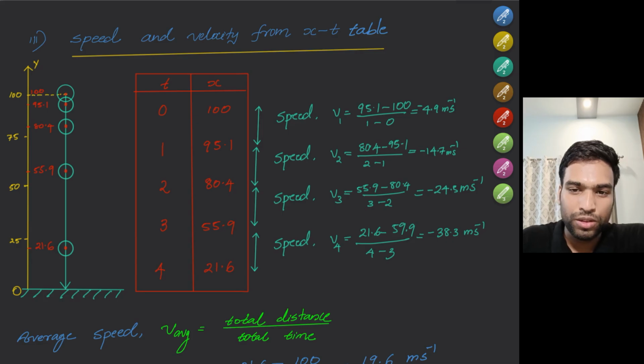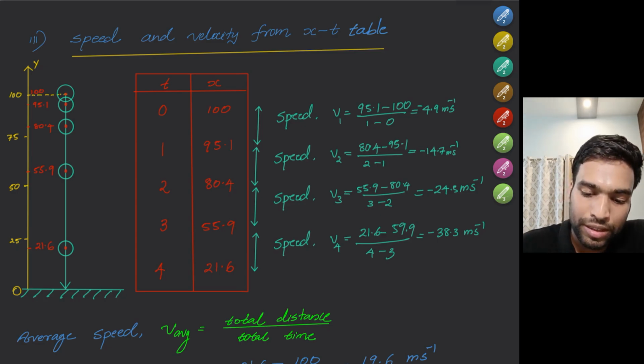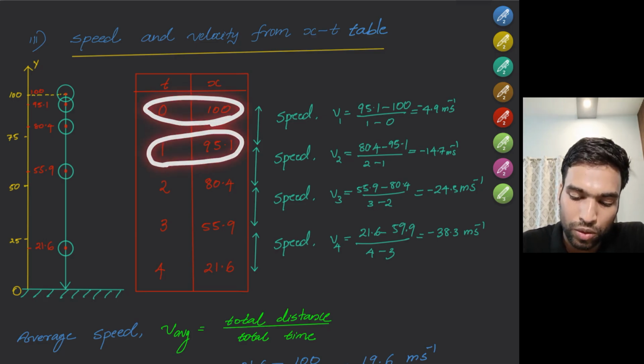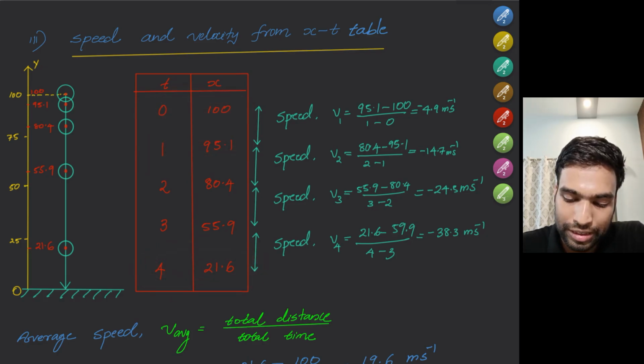So, of course, you may experience it when you release an object. Initially, the distance covered will be less, but gradually it will increase. Correct? So, that's what is summarized in the table. At the zeroth position, that means initially, the ball is at 100 meter. First second 95.1 and so on, and it reaches a position 21.6 from the ground at second 4.